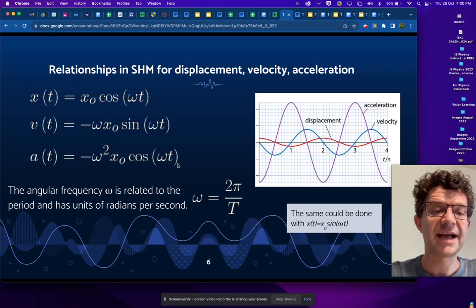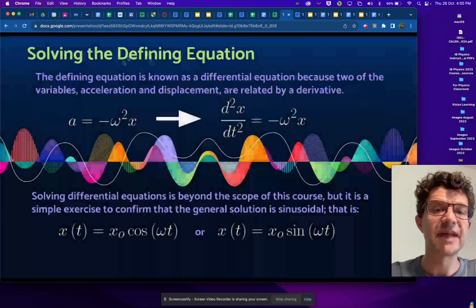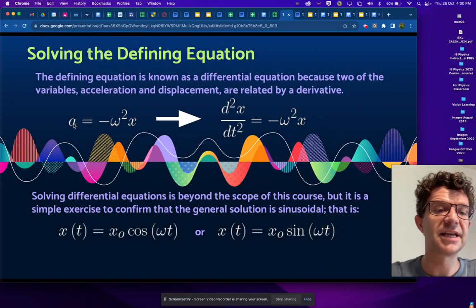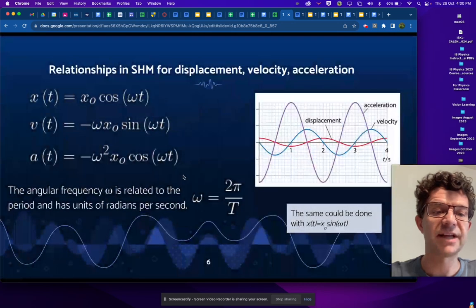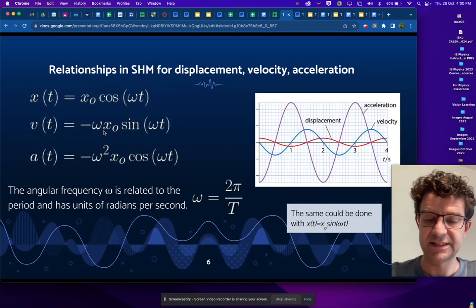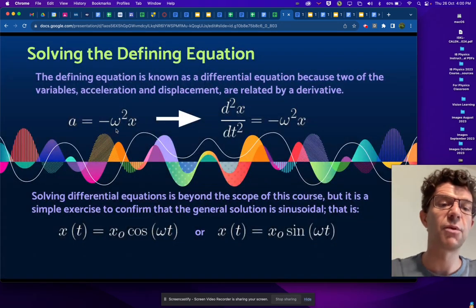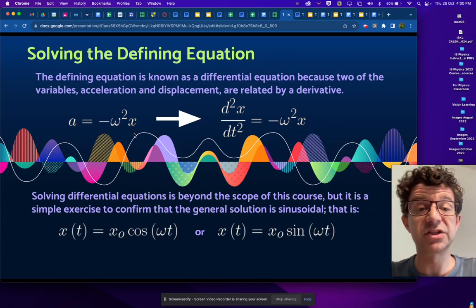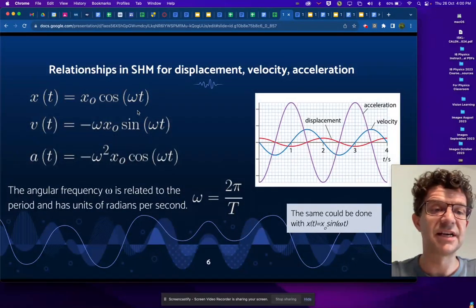But if we look, the x0 cosine of omega t part is just the same as we had right here, which is x of t. And sure enough, that satisfies the defining equation. The acceleration is equal to negative omega squared times x. So that's why we made that choice to say that the constant of proportionality was equal to omega squared, because that gives us a nice form of x of t.